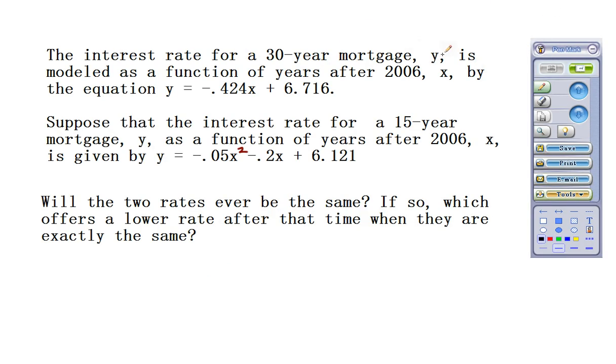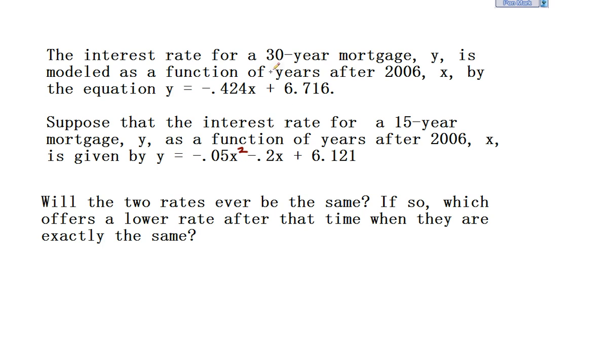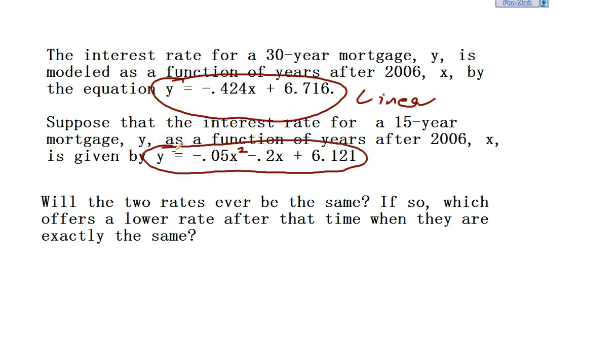So the interest rate for a 30-year mortgage, y, is modeled as a function of years after 2006, x, by the equation y equals negative 0.424x plus 6.716. Now this is a linear function, and the interest rates for a 15-year mortgage are y equals negative 0.05x squared minus 0.2x plus 6.121. Will the two rates ever be the same? If so, which offers a lower rate after that time when they are exactly the same?